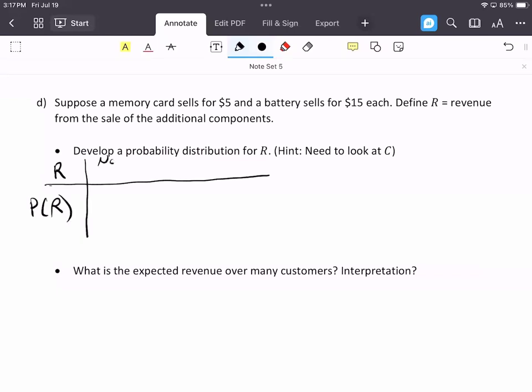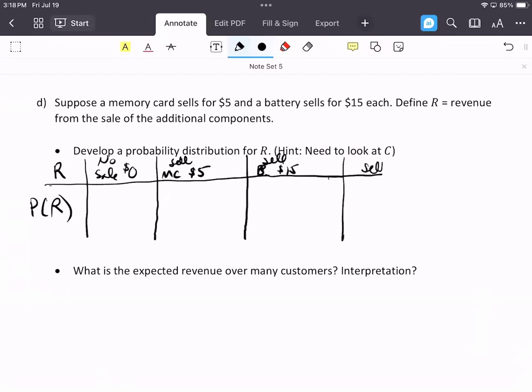So no sale would be the first one. There's no sale and you make $0. And then in this case, you could sell one memory card, and those are $5. You could sell a battery. I'm just going to do B for battery, and that's $15. Or you could possibly sell both. In this case, you'd get $20, and they're not talking about any bundle discount of any sort.